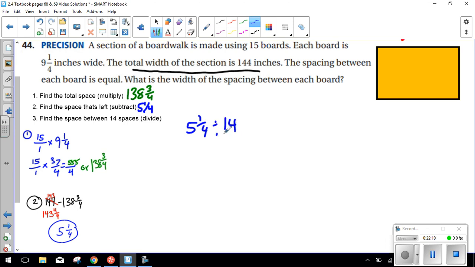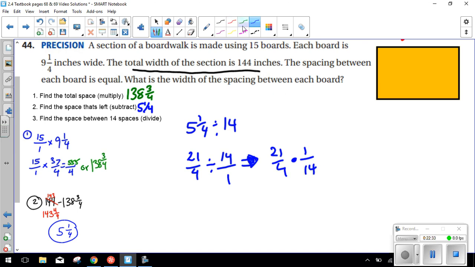So I'm going to make it all improper. 4 times 5 is 20, so this is 21/4 divided by 14/1. Now what I'm going to do here is keep, change, flip. Keep, change, flip.